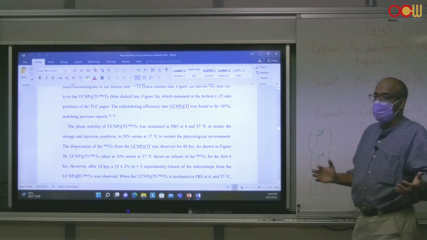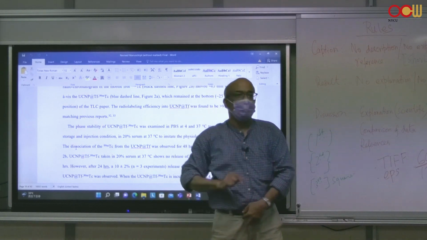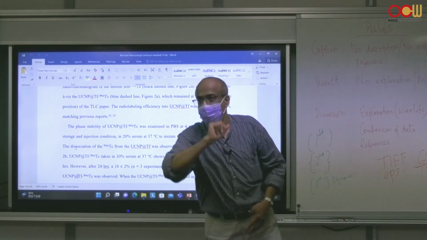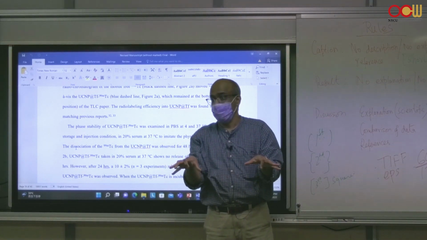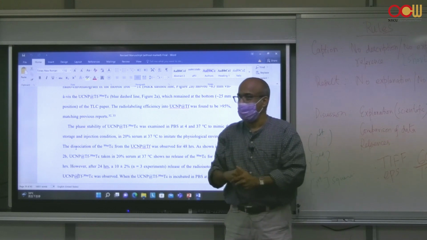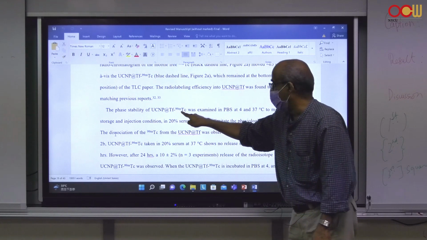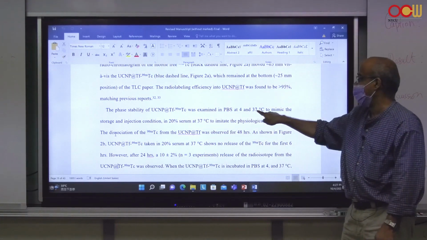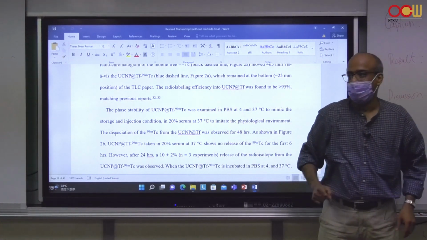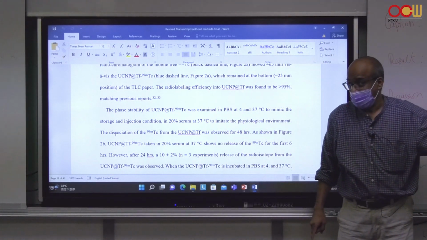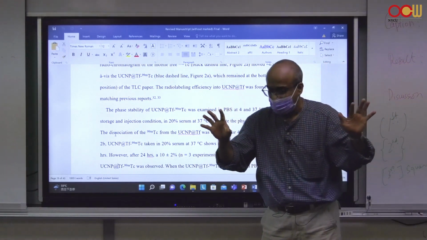When you are reporting about a data, you already have a data. So this is an image, SEM image, OCT image, okay? So already finished the experiment, and then you are writing it. So when you are writing about experiments or data, you write in the past tense. The phase stability of this was examined in PBS at something. Because this is the reality. I already did that 2 months back. So I write that in past tense. So the answer to the first question is we try to write in the past tense.